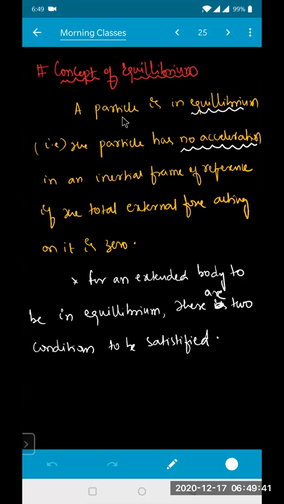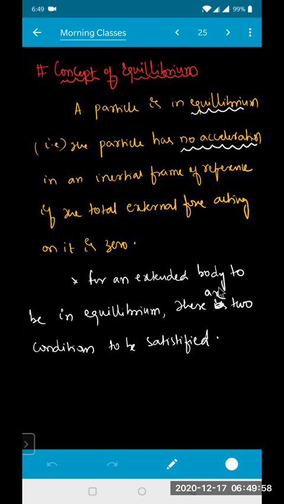So what do you mean by equilibrium? I told you, beta, a particle is in equilibrium. That means the particle will be having no acceleration in an inertial frame of reference, and the total external force acting on it is zero. Then the body is said to be in equilibrium.